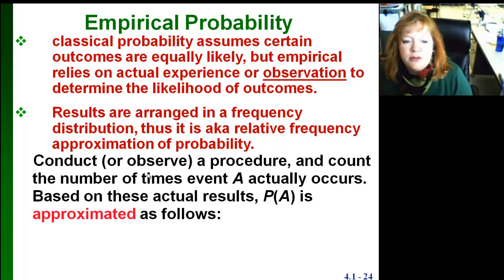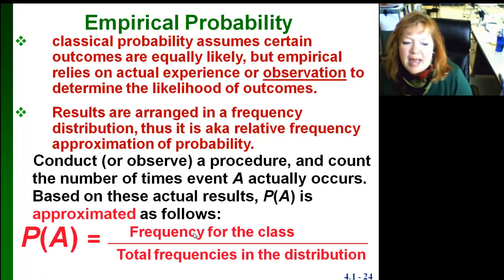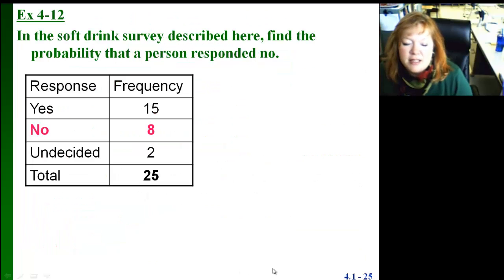So here we conduct or observe a procedure and count the number of times it actually occurs. Based on these results, P of A is approximated as the frequency for the class over the total frequencies in the distribution. So if we look at this first example, 4.12, in the soft drink survey described here, find the probability that a person responded no.